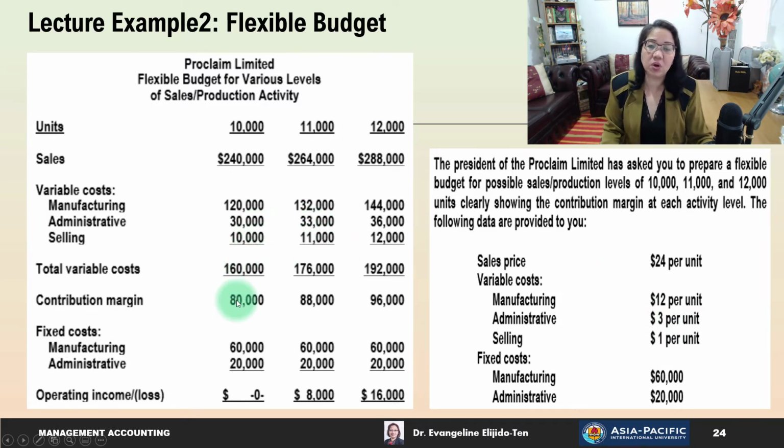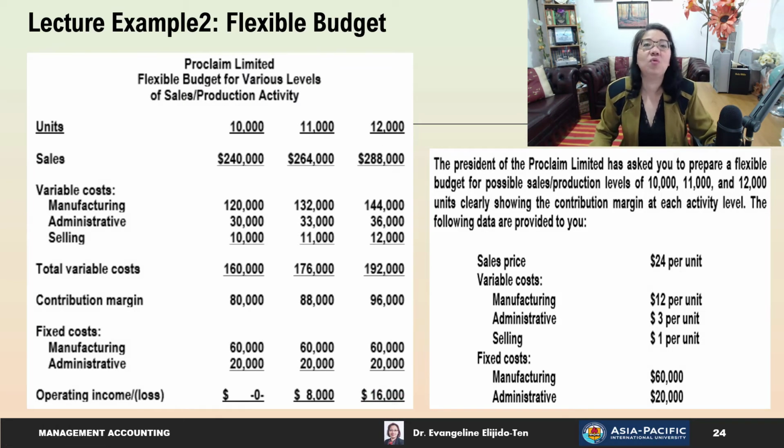Then you'll total up your variable costs and calculate the contribution margin by deducting the total variable cost from the sales revenue. And then we'll just have to put in the fixed costs, 60,000 and 20,000 for manufacturing and administrative expenses. And this would be the same regardless of what's the volume, whether at 10,000, 11,000, or 12,000. So we can see from the flexible budget for various levels that at 10,000, the company will just be breaking even. They will neither make profit nor loss. But at 11,000 level of operation, they will be able to make 8,000 profit, and at 12,000 level, they will be able to double that profit from $8,000 to $16,000.